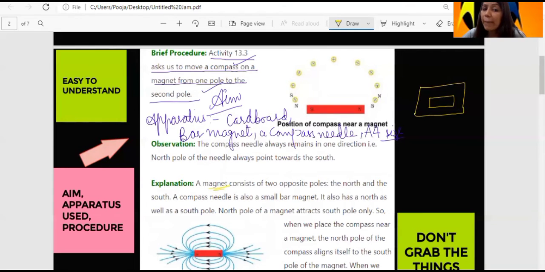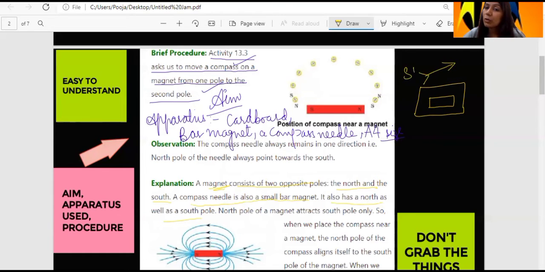The explanation is that a magnet consists of two opposite poles, as we know, the south pole and the north pole. A compass needle is also a small bar magnet, because when it shows deflection, it behaves like a small bar magnet. It also has north as well as south pole. I have just told you the tail part as well as the arrow, or head, part.